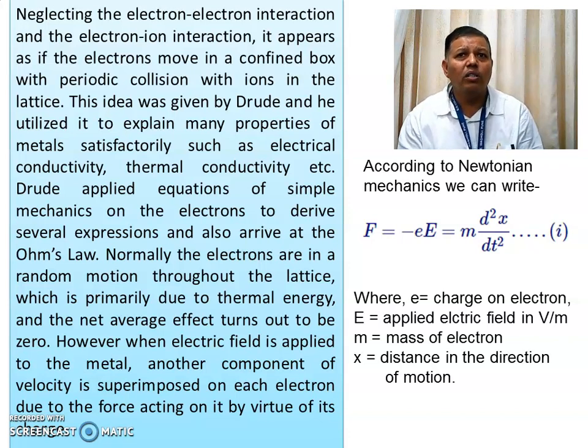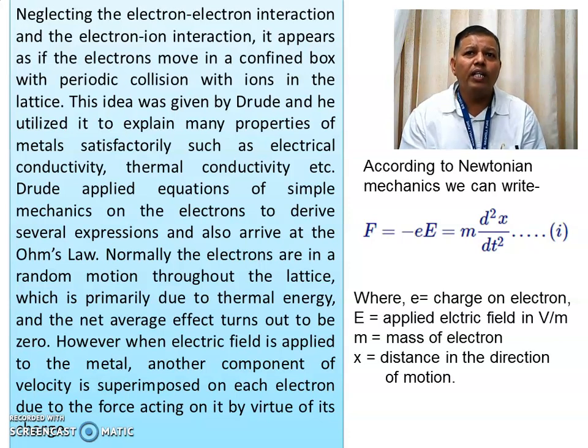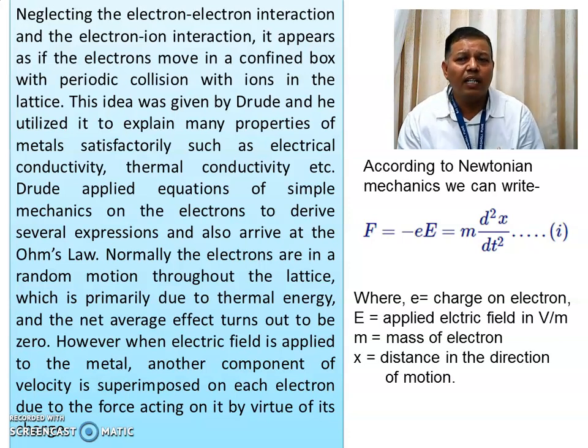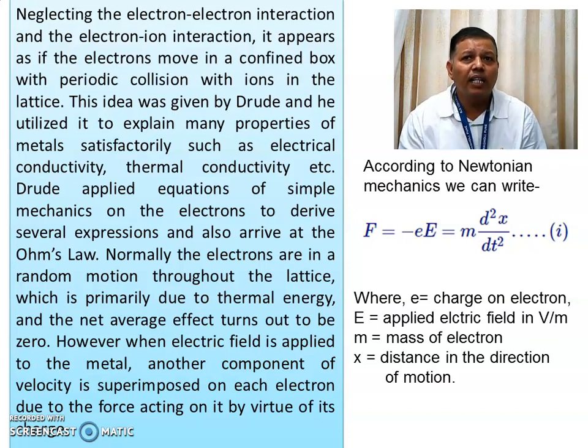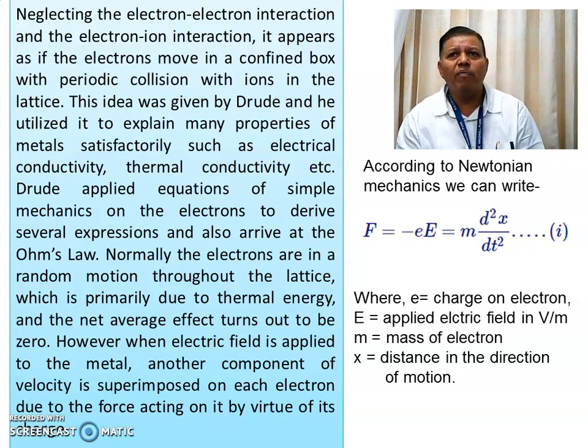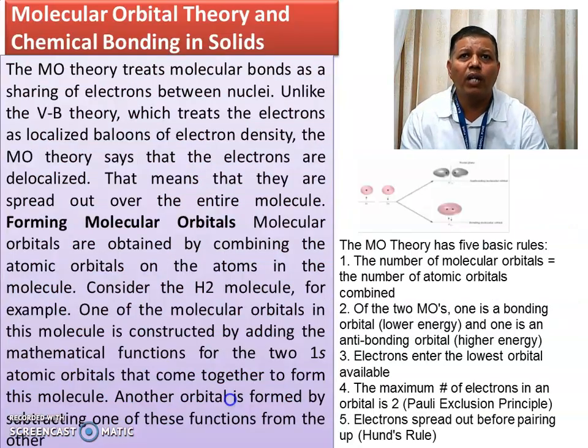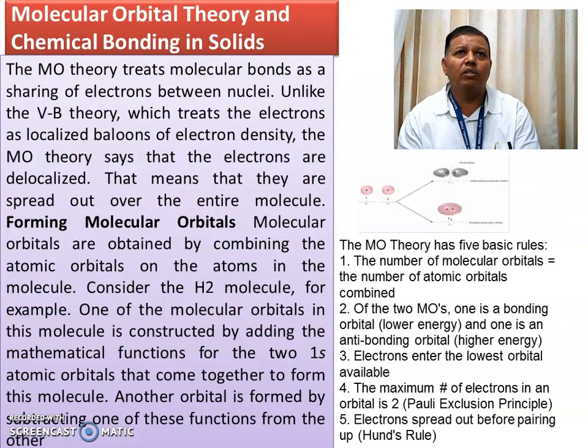Naturally, the electrons are in random motion throughout the lattice, and it helps to calculate the charge on the electron, then the applied electric field, the mass of the electron, and the distance in the direction of motion. It can be found out with the help of this equation. This equation is also called the Newtonian mechanics for the Drude equation, and we can write this equation to calculate the free electron theory.